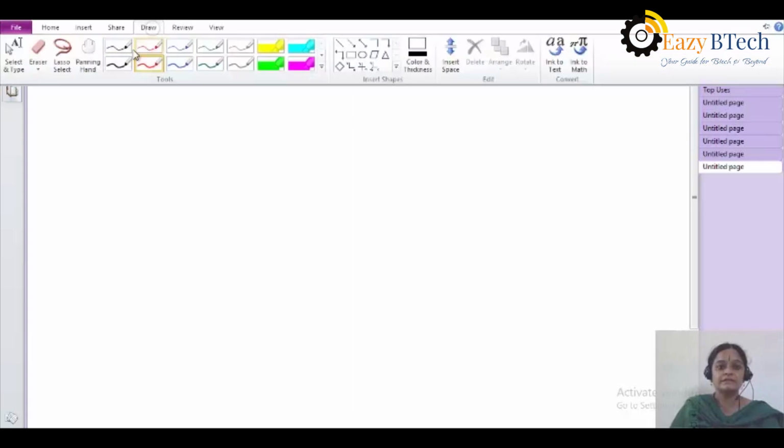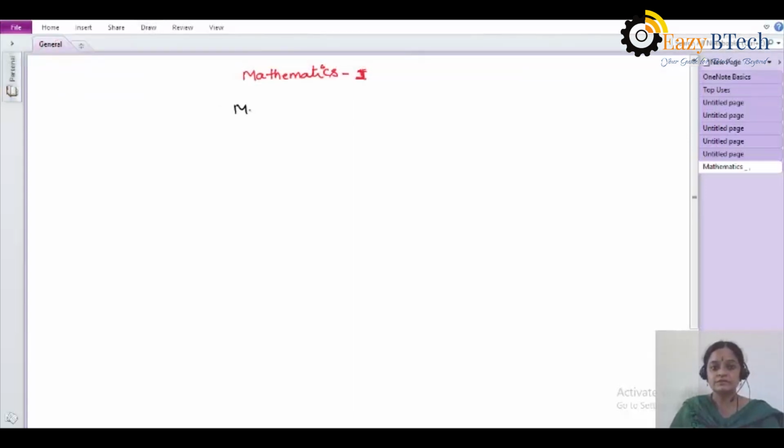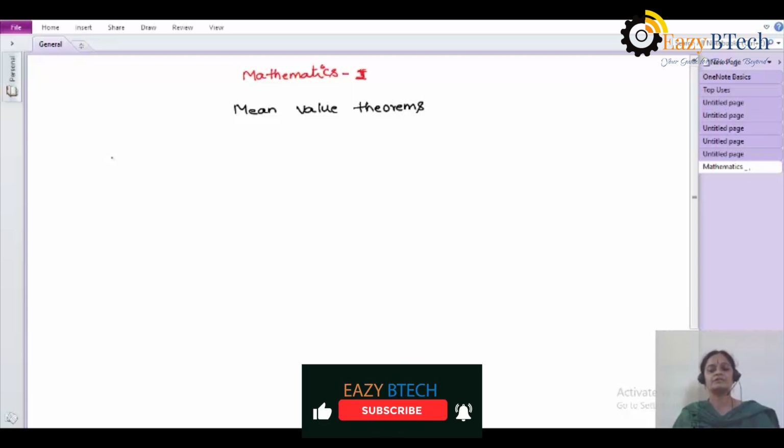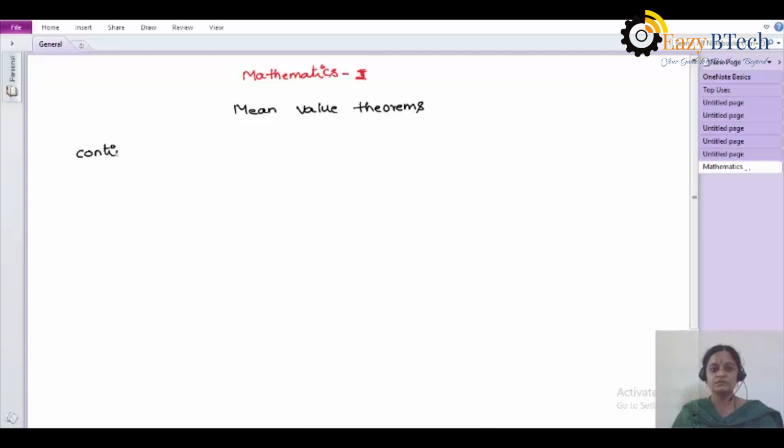In Mathematics 1, I am going to explain about mean value theorems. Mean value theorems is one of the important topics in engineering mathematics. Before giving the total explanation about the mean value theorems, let us discuss two definitions: continuity and derivability of a function.